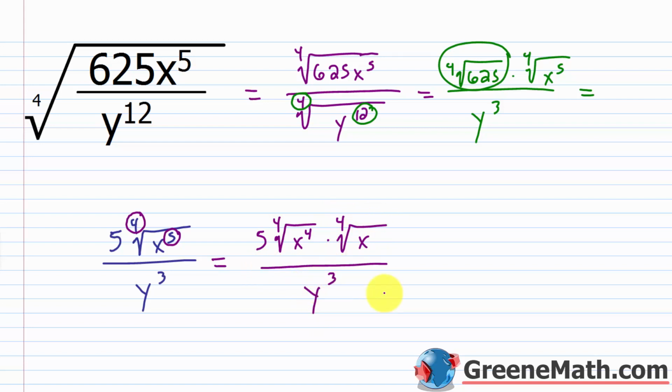Okay? So this guy right here, again, if I divide this by this, I get 1. So we would have 5 times just x, right? It'd be x to the first power. Then times the fourth root of x, and then over y cubed.